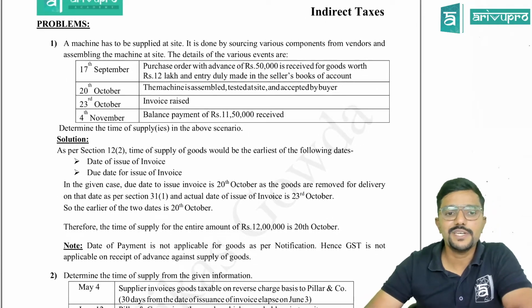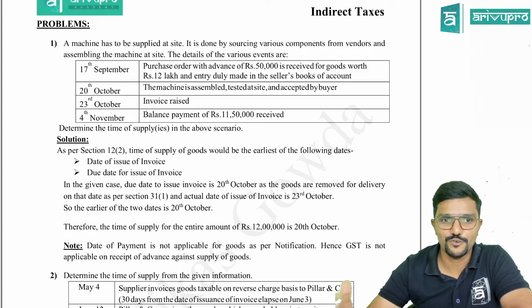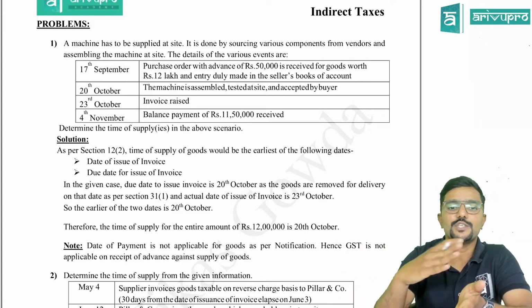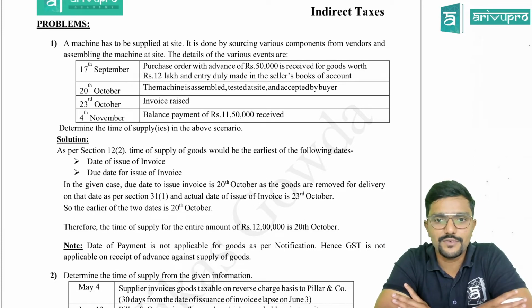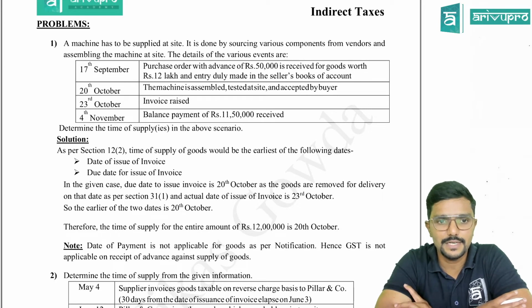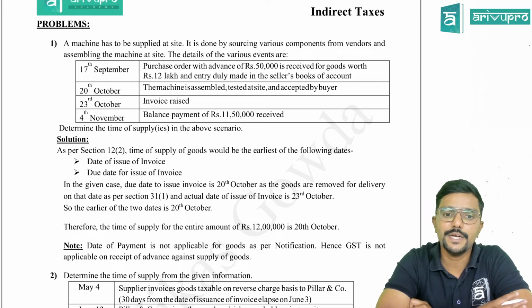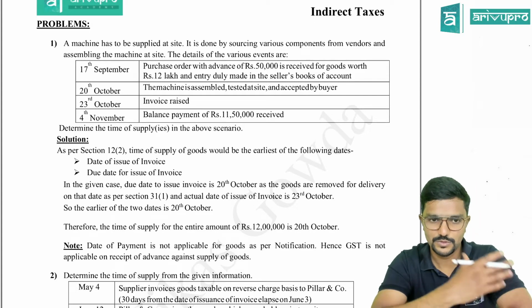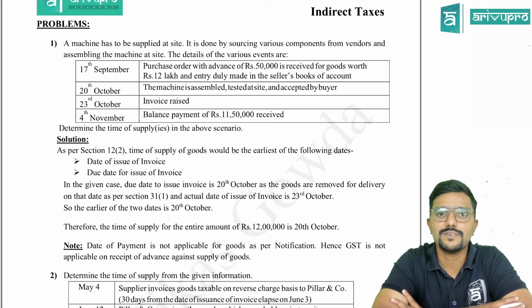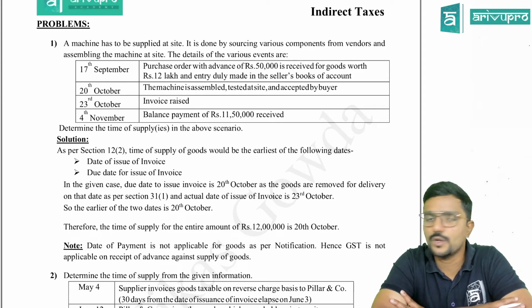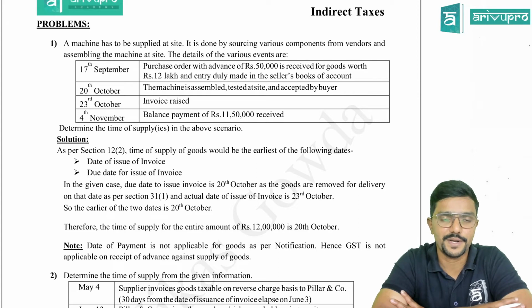First one. A machine has to be supplied at site. So there is a movement of goods. Agree now? A machine is a good. So it has to be supplied at site, meaning movement is there. It is done by sourcing various components from vendors and assembling the machine at site. The details of various events are: 12th September, purchase order with an advance of 50,000 is received for goods worth 12 lakh, and entry duly made in the seller's books of account. So, on 12th September, the order is placed along with an advance of 50,000. Will the advance make any relevance here? No, sir. For goods, advance is not important.